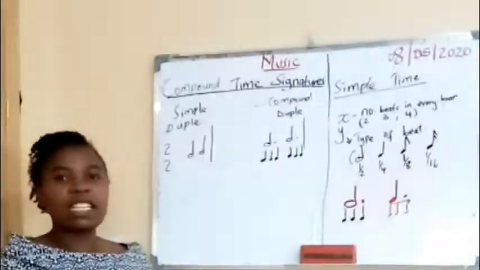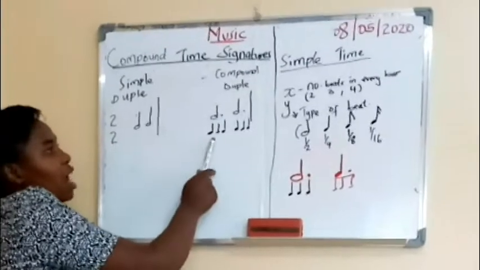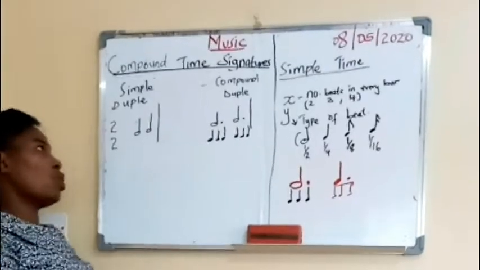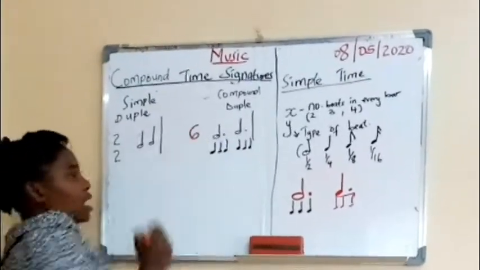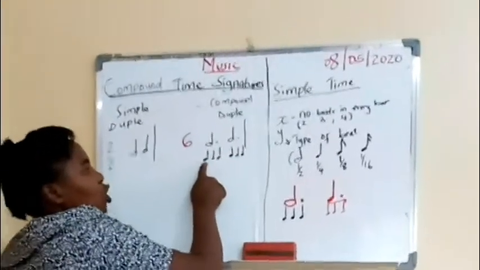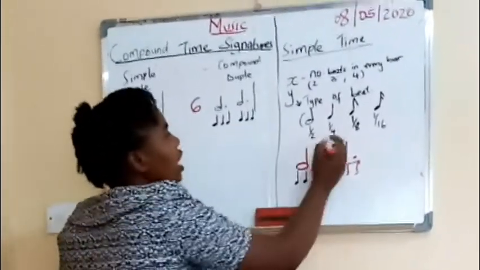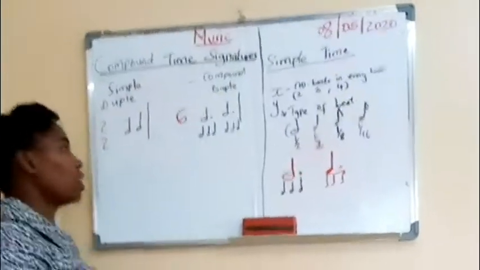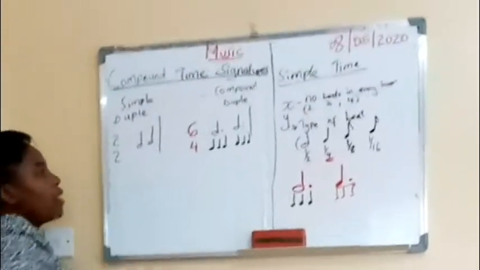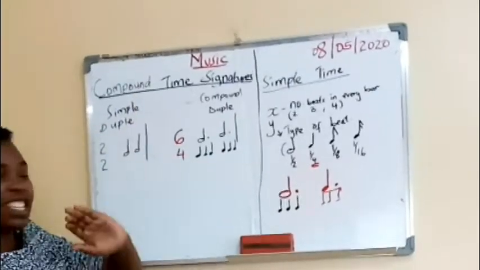So I want us to look at the top number. Remember, the top number tells us the number of beats in every bar. So in this case, how many beats are here? 1, 2, 3, 4, 5, 6. So the top number is going to have 6. The bottom number is crotchets. These are 6 crotchets. So we are going to take this 4 here, because 4 stands for a quarter note, 2 stands for minim. So 2 in compound time changes into 6 4.